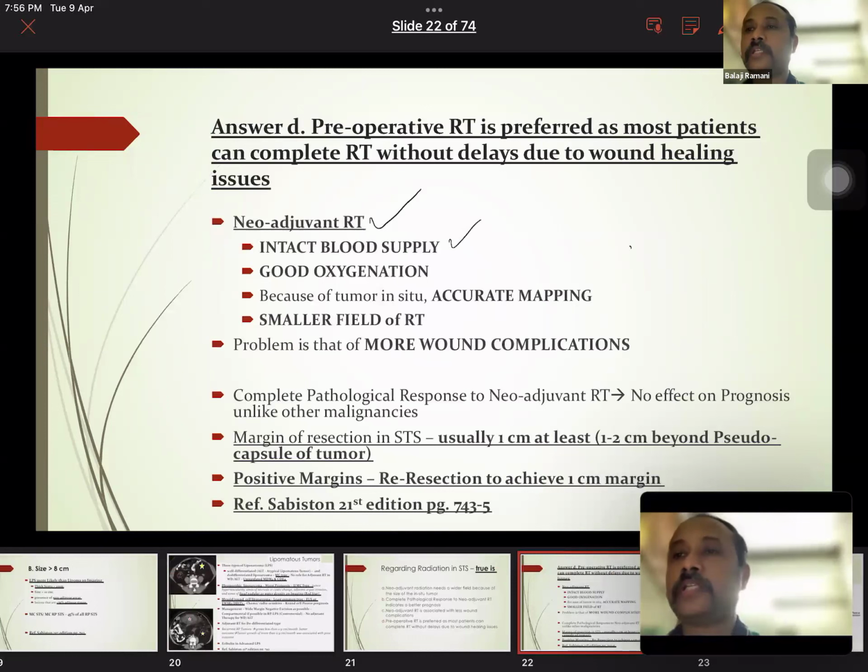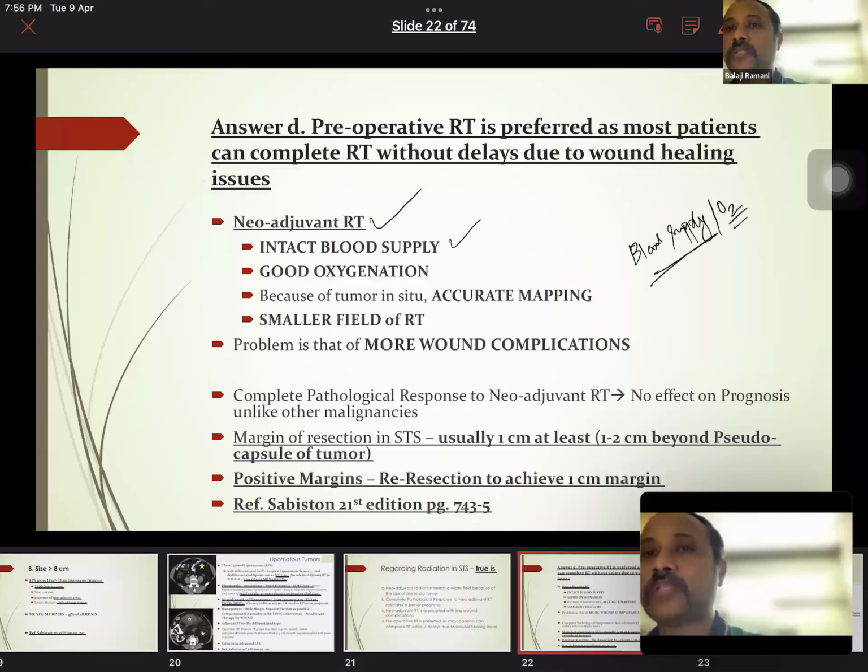And for radiation, you need to have a good blood supply and good oxygenation. Good oxygenation is also required. Good blood supply is also required as far as RT is concerned. So in a preoperative setting, there will be a good blood supply without any scarring. So that is the preferred mode. So oxygenation, and it will have a good blood supply.